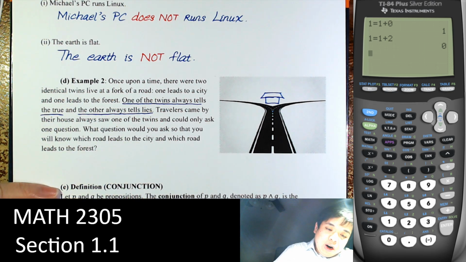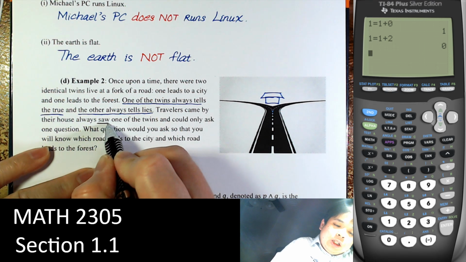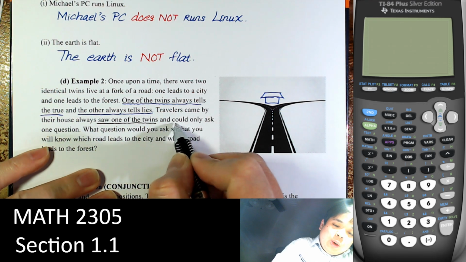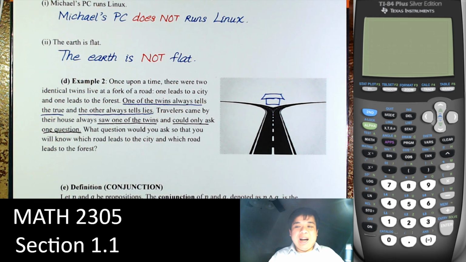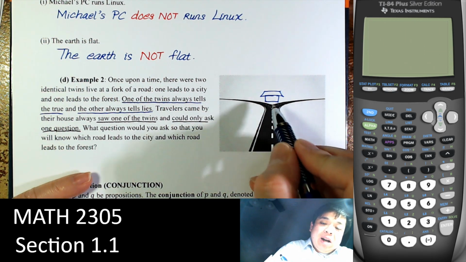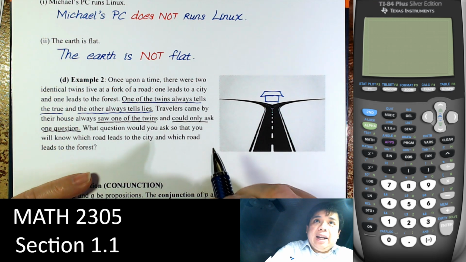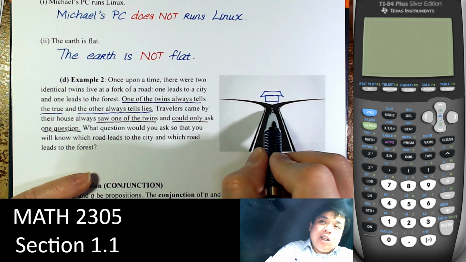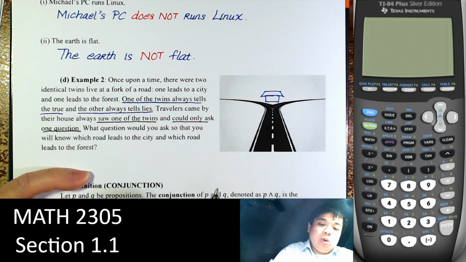And also another problem is that the travelers saw only one of the twins and could only ask one question. Of course, in real life we don't have all these kinds of scenarios, but it's fun to think about the answer for those types of problems. So once again, identical twins, you only see one of them. You can only ask one question, so that you know which way will lead to the city and which way to the forest.